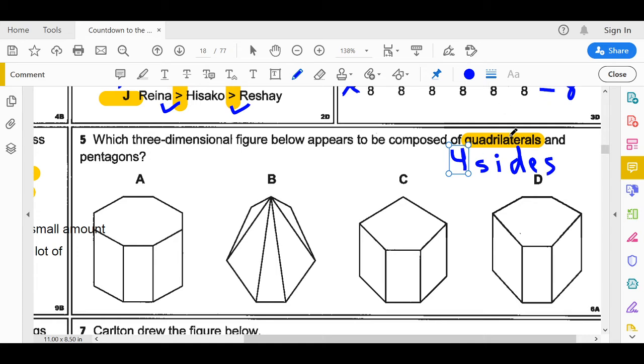So quadrilaterals, 4 sides, and pentagons. Who remembers what a pentagon is? We saw that in class. Pentagons have 5 sides. 5 sides.